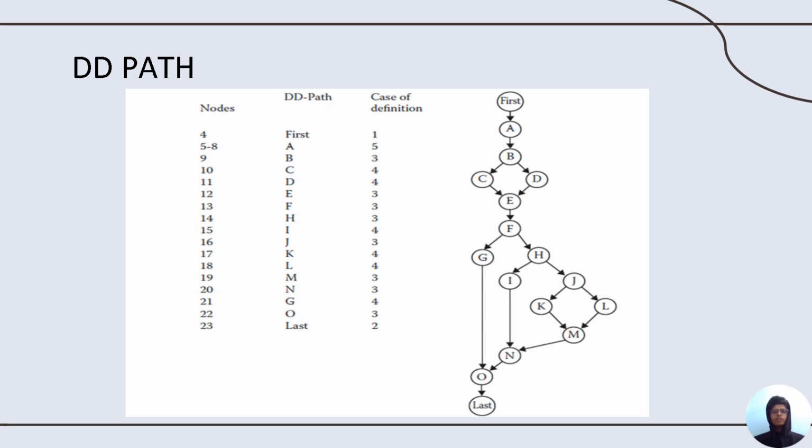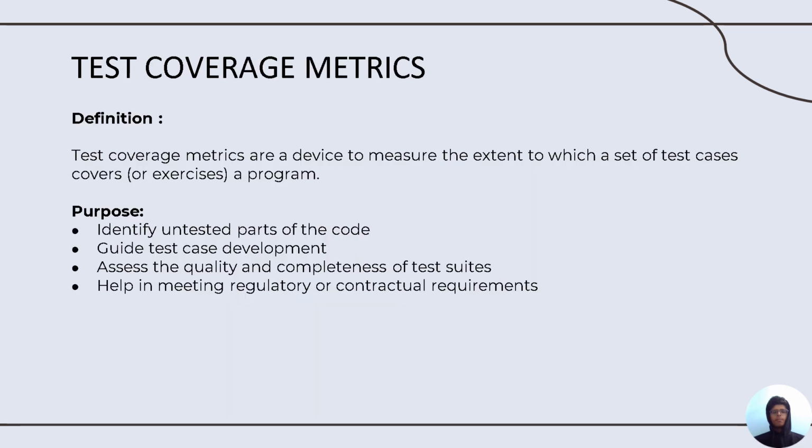So case of definition is the number of the numbers which will be taken. So 5 to 8, the difference is 5. So at last we'll have 23. That's how we'll exit. So once we are done with DD path, we'll come to test coverage matrix.